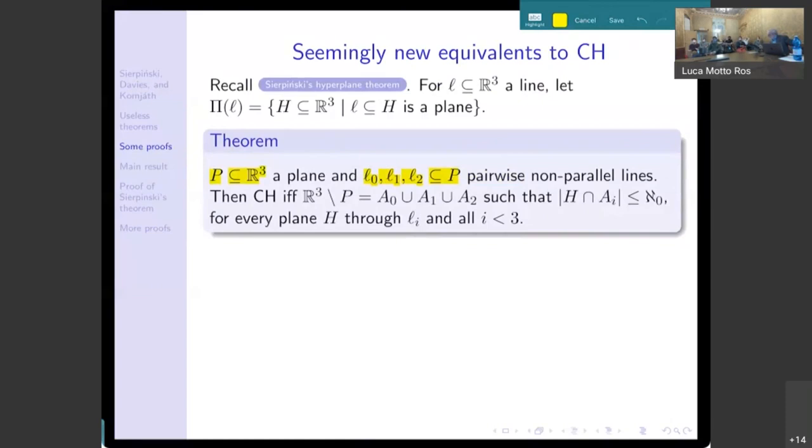Actually, I should probably have also written non-incident with a point. Then, skew lines. Then CH holds if and only if, taking R3 and throwing away the plane, you can cover the rest with three sets such that for any plane H through Li, so for any H that is inside here, H intersection Ai is countable.